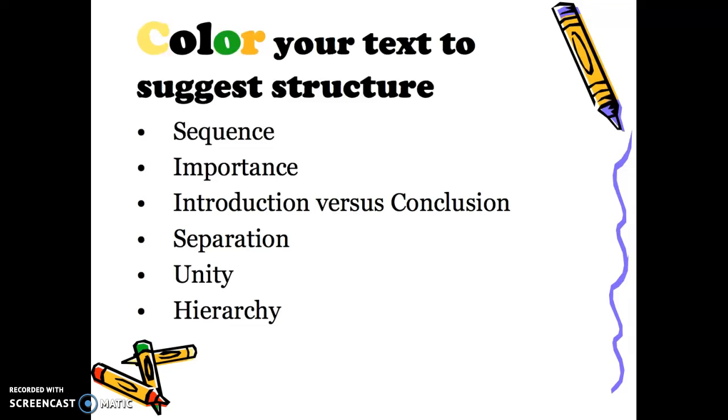You can also separate elements or create unity using color. So for example, like elements might all have a keyword that is the same. Disparate elements might have different colors to separate them. And then of course, to establish hierarchy. This element is more important than that element.